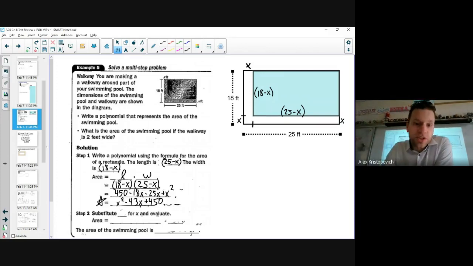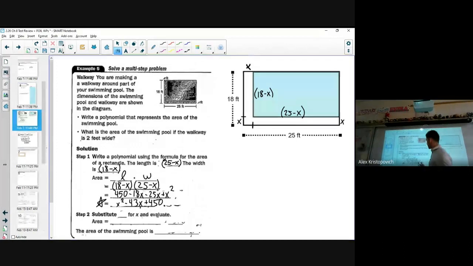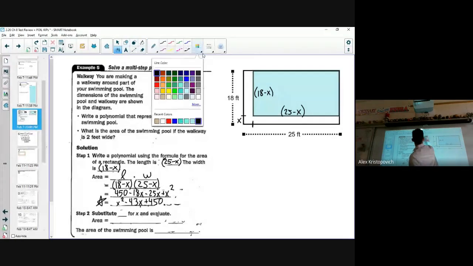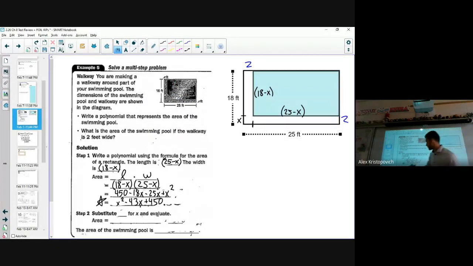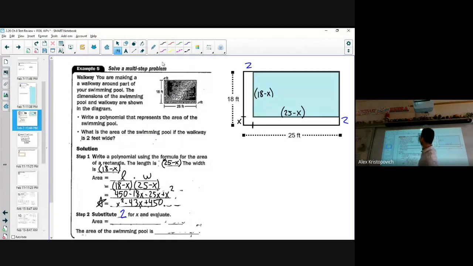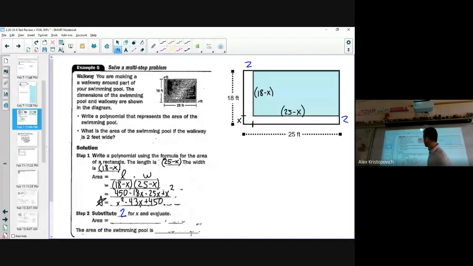After that, step 2, this goes in where it says, well, what if the walkway was 2 feet wide? Well, we can use this equation, that polynomial, because that represents the area. Well, let's go ahead and plug in. What if this walkway was 2, right? X is now 2. Well, let's substitute 2 in for X in our polynomial.